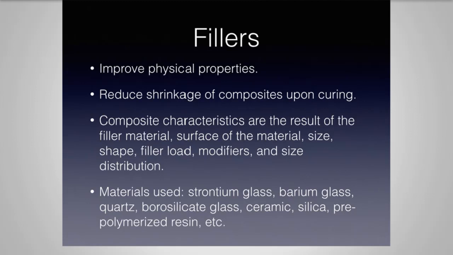So your filler material, the surface of the material, the size and shape, the filler load, how much is in there, what modifiers are added, and of course the size and distribution are going to affect the composite characteristics that you're working with. Many of the materials used in our composites as fillers today are of course strontium glass, barium glass, quartz, borosilicate glass, ceramics of various types, silica, and also pre-polymerized resins, to name just a few.